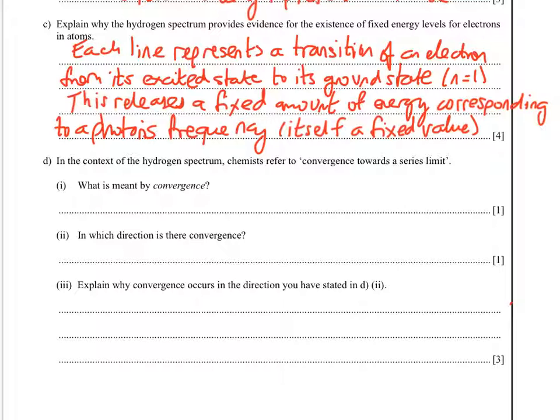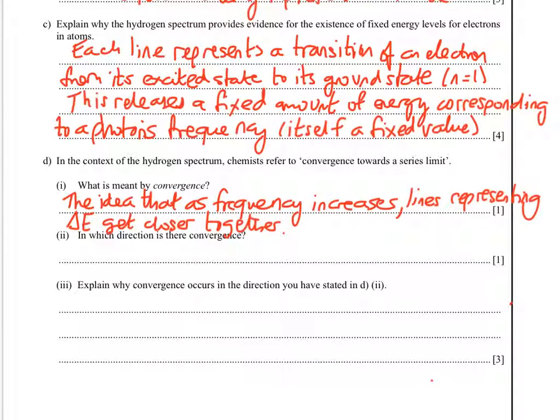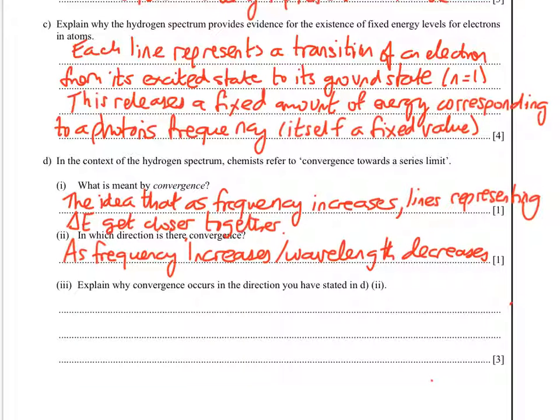The next question asks us what is meant by convergence. And this is to do with the frequency increasing, and therefore as that happens the lines representing delta E, or the drop from excited state to ground state, get closer together. So in which direction is there convergence? It's as the frequency increases and the wavelength decreases.